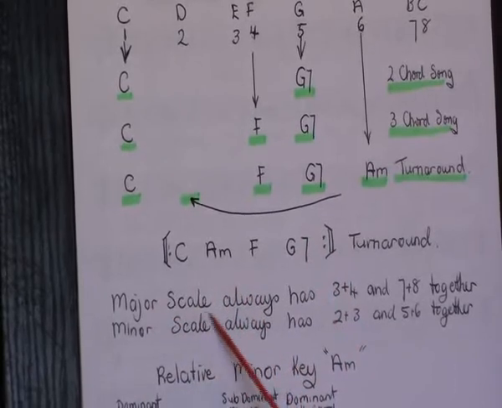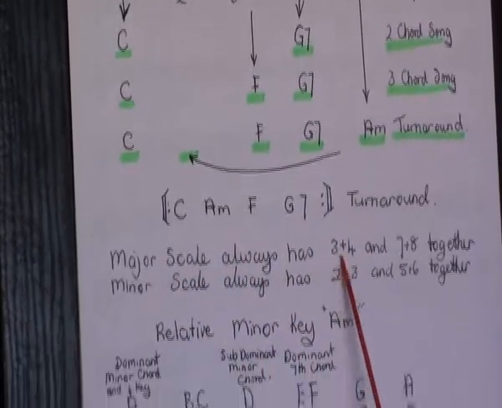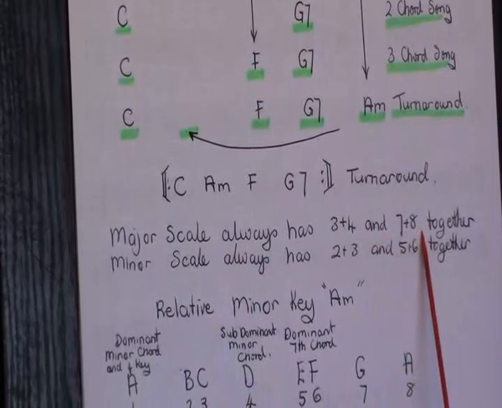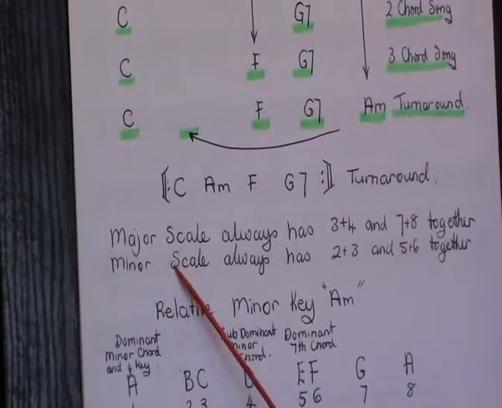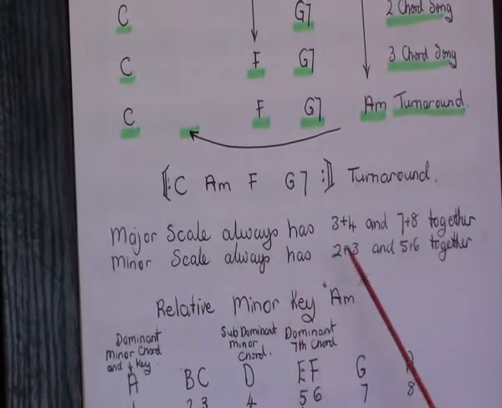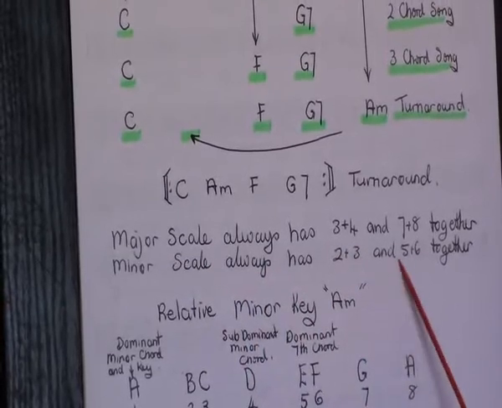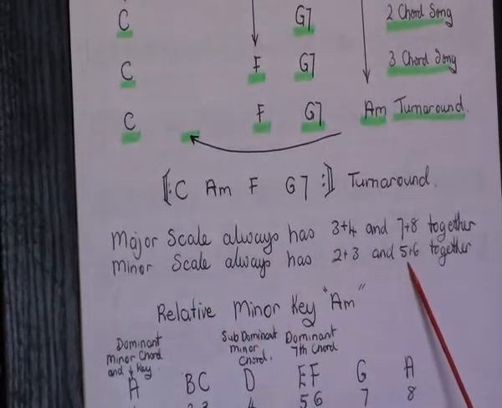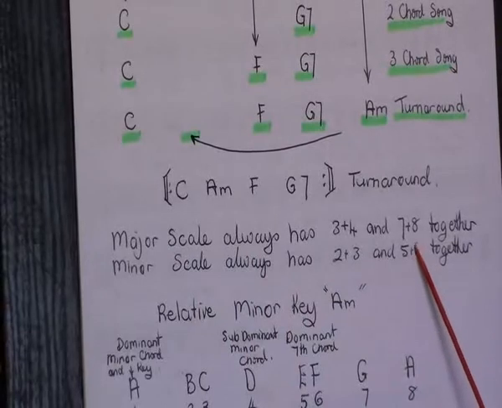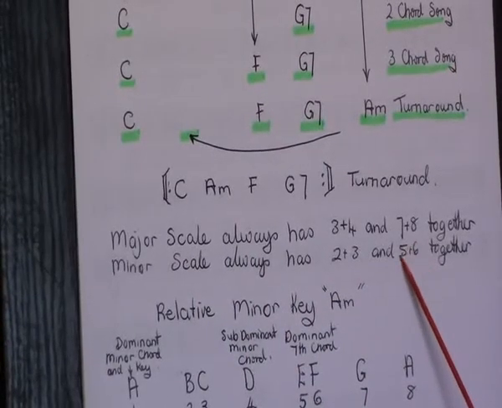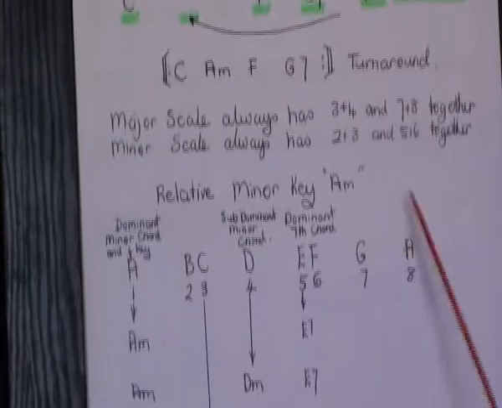So I've written here, a major scale always has 3 and 4 and 7 and 8 together. But a minor scale, if we look here, a minor scale always has the 2nd and 3rd and the 5th and 6th. So we're in the same key, but we're in an A minor scale now. So I've got to get Johnny just to move the camera down so I can explain this to you.